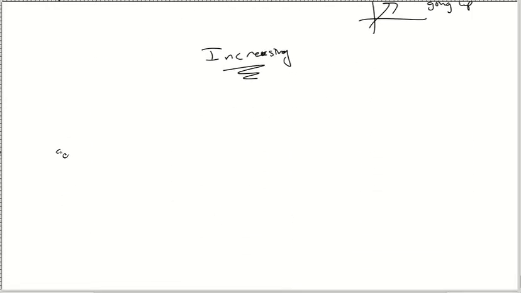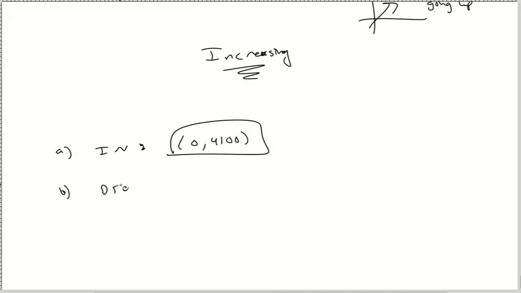And so here are my part A and B answers. Increasing is going to go from 0 to 4100. Notice that I'm not including either of those points because they were equilibrium points. When it's equal to 0, slope equals 0. And then my decreasing would be 4100 out to infinity. And then part C I already gave you.